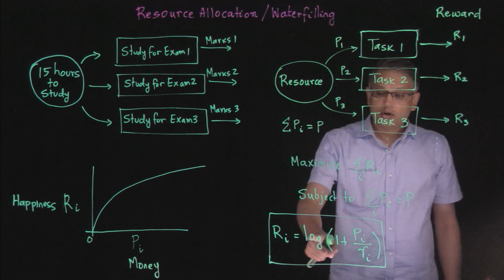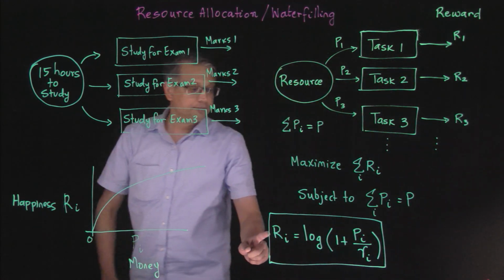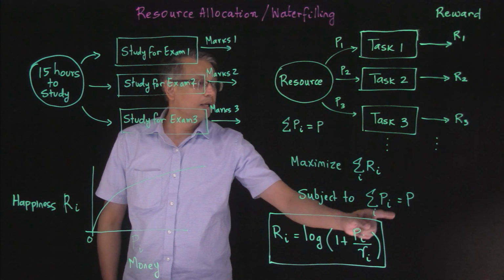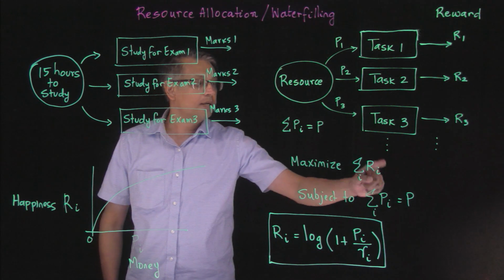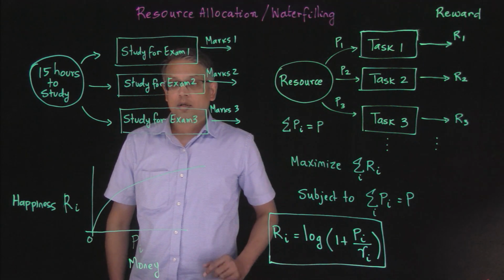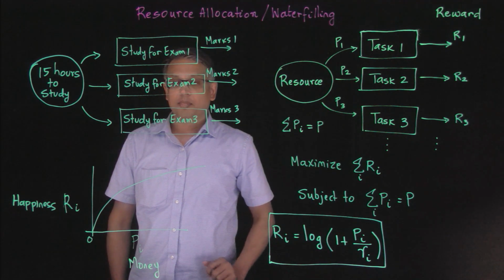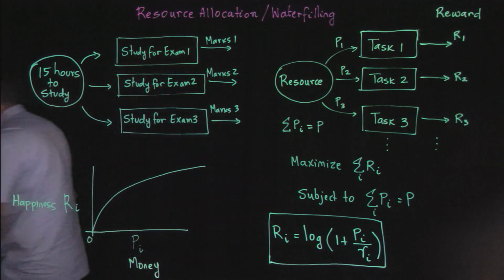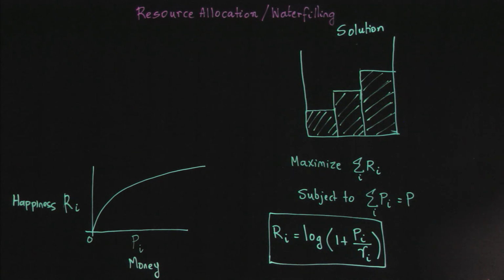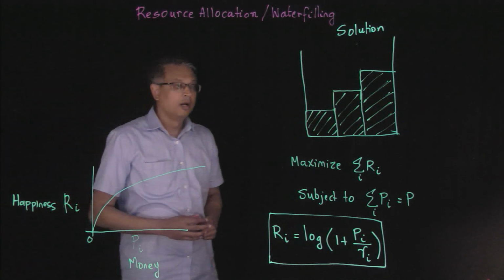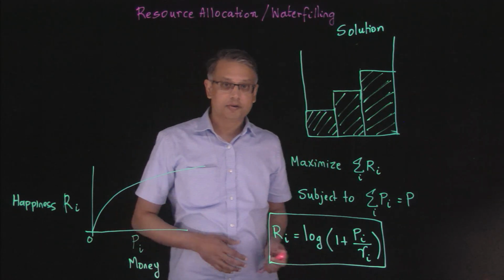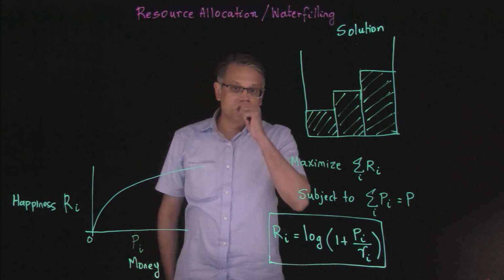Okay? So now for this particular reward function, we're going to see how to solve this optimization problem. How should I allocate my resources pi so that I maximize the total reward that I get, given that I have a constraint on how much time I can spend studying for the exam. I'm not going to tell you how to solve this optimization problem in this video. I'll make a separate video for that. But I will discuss what the solution to this optimization problem is.